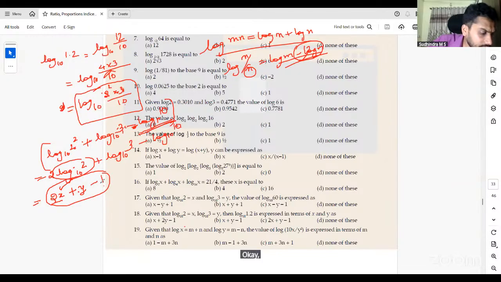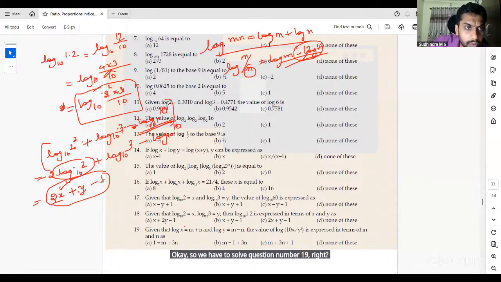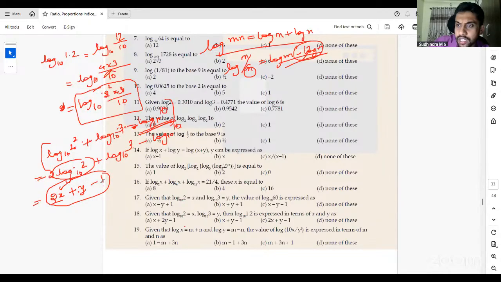Okay. So we had to solve question number 19, right? Good. Correct answers. Nagapriya, I think you have to recheck. Adrut, you have to recheck. All others, very good. Right answers.